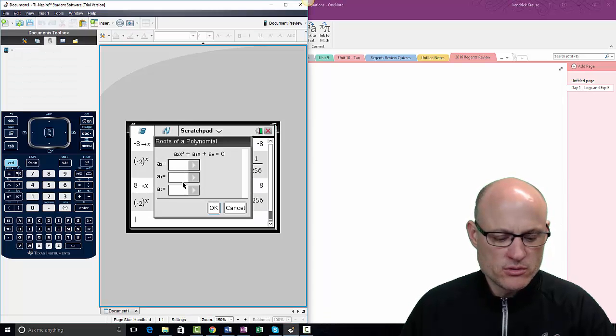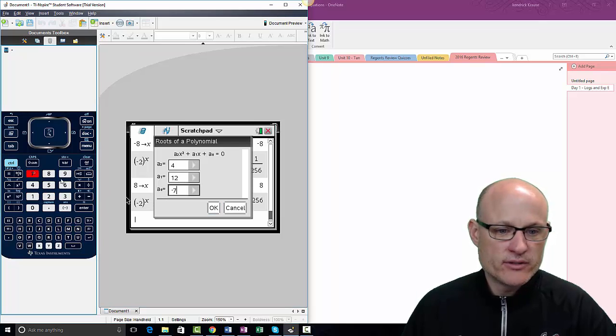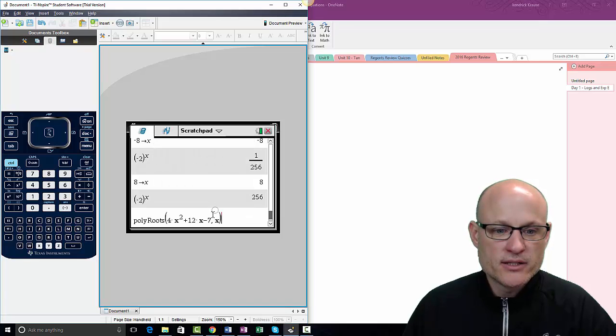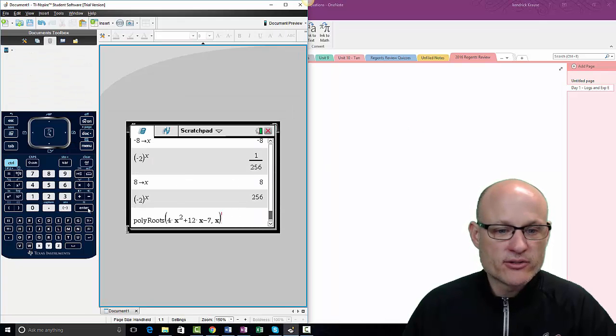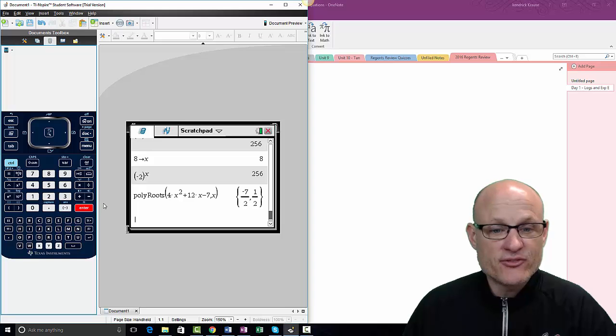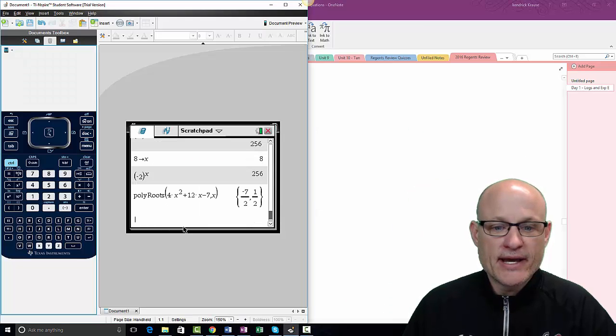So 4, 12, negative 7. Click OK. It says, is that your polynomial? 4x squared plus 12x minus 7. Yes. Press enter. Oh, my 2 roots are negative 7 over 2 and 1/2.